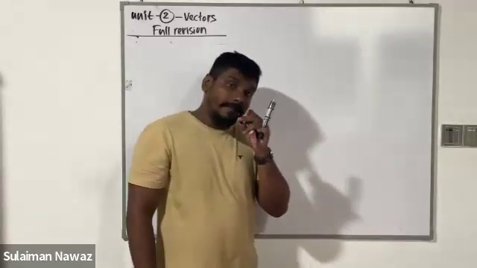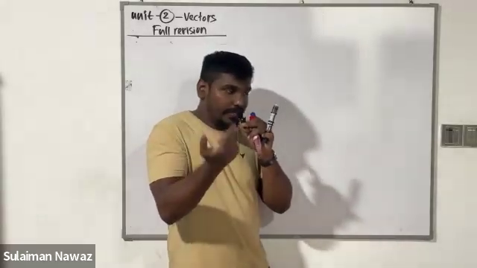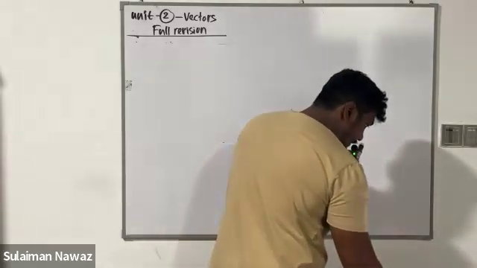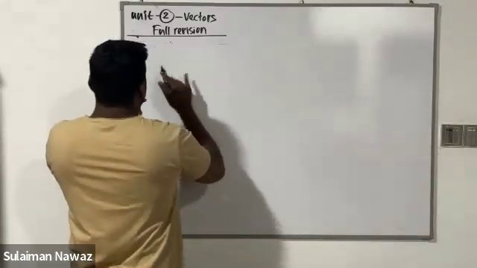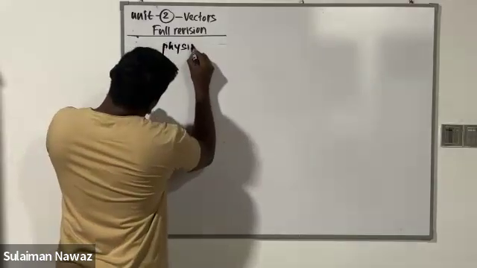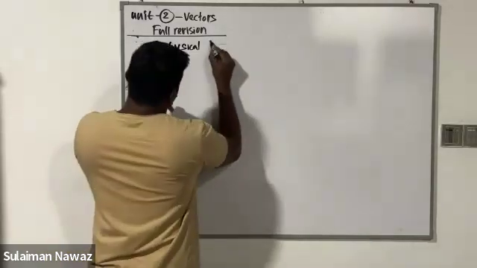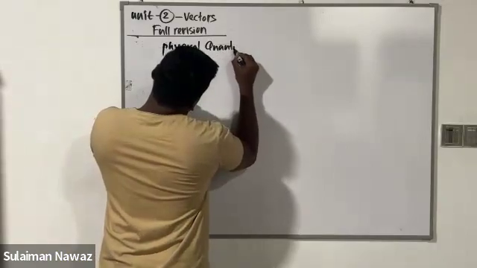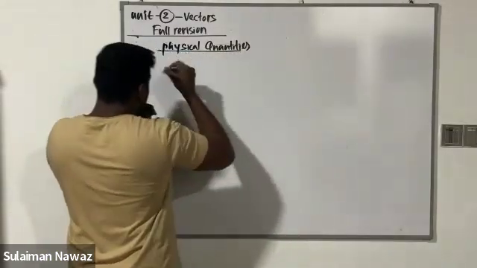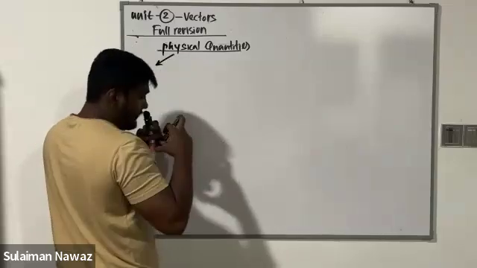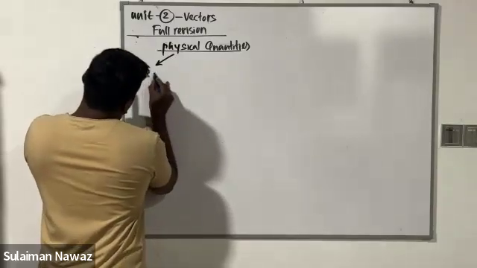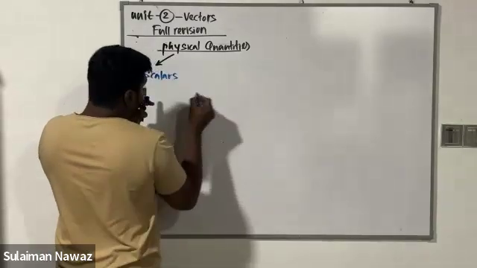Then physical quantities, we can divide into 2 categories, right? One is scalar, other one is vector. Physical quantities we can divide into 2 categories: scalars and vectors.